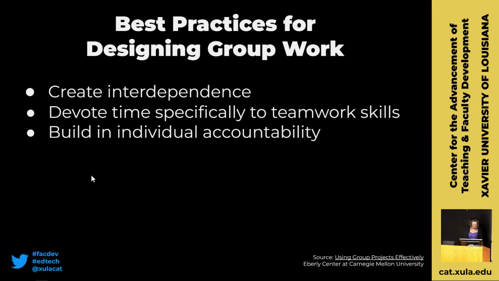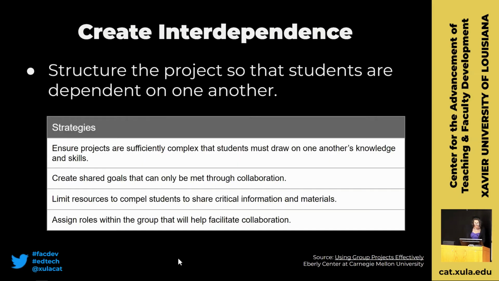All right, next one. So for creating interdependence, we want to structure the project so that students are dependent on one another. When students each do their part and tape it together, it's because we have created assignments that allow that to happen, right? So we want to ensure that the projects are sufficiently complex so that they have to draw on each other's knowledge and skills. We want to be sure that there's goals. This is back to those questions we need to be asking ourselves, goals that need to be met through collaboration.